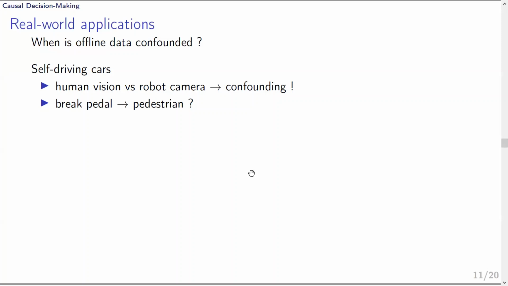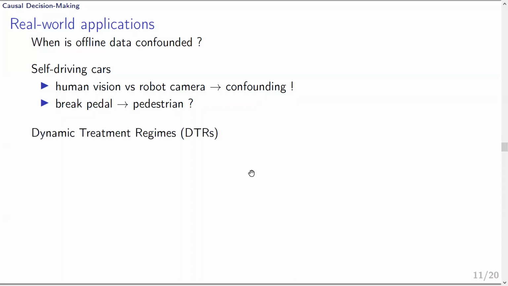So it might learn the causal relationship. Okay, whenever I press the brake pedal, someone appears in front of the car. So if I don't want anyone in front of the car, I should never press the brake pedal. So it's kind of an extreme case, but you see the issue here. If you learn a causal model from data collected from human people, where you believe there is confounding, you should be cautious.